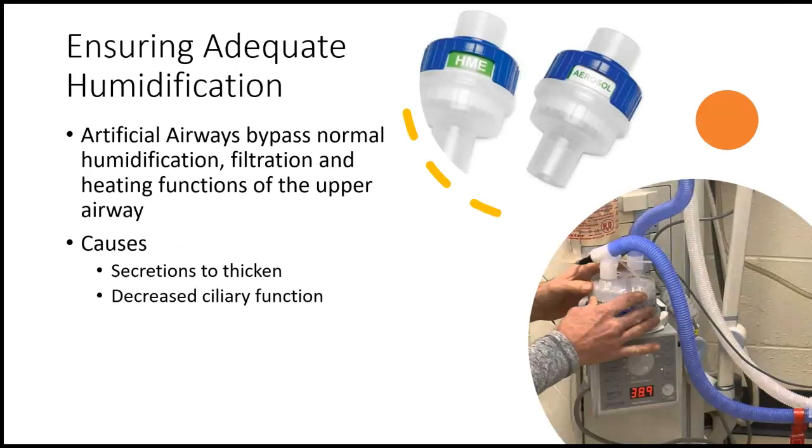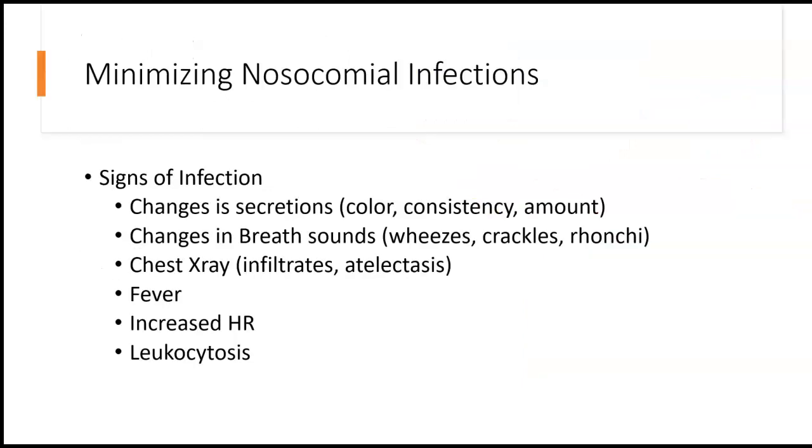Okay. So because we bypass the upper airway when we're using artificial airways, we want to make sure that we're supporting humidification, filtration, and heating of the gases that they breathe in, because those are the functions of the upper airway. So if we fail to do this, this is going to cause a lot of thickening or drying out of the secretions, and a decrease in ciliary function. We learned about the risks with this when we talked about the upper airway and its function in cardiopulmonary physiology at the beginning of the semester.